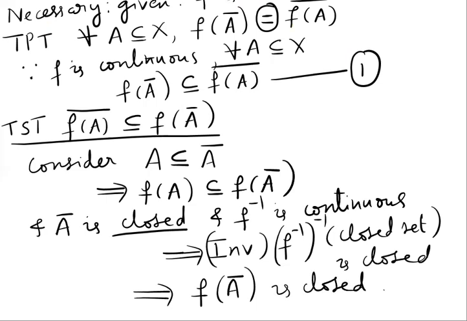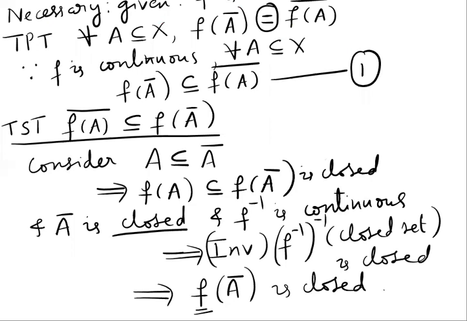Understood? Because A bar is closed, and we have f inverse as a continuous function, and we know that the inverse of a closed set is closed. And inverse means here we are taking this f inverse whole inverse, which is nothing but f only. So f of A bar is closed. It is closed, and contains f of A. So you have one closed set containing f of A.